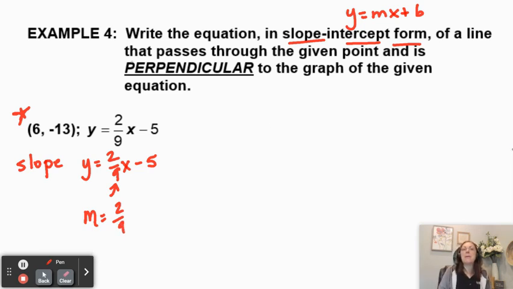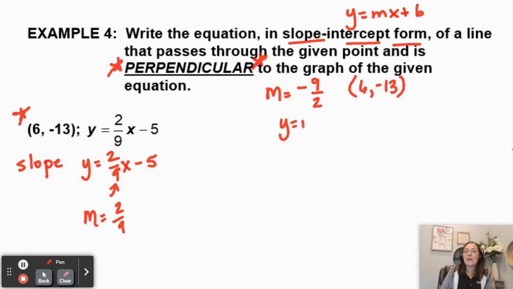But we don't want the same slope. We want a perpendicular slope, which means we have to do opposite reciprocals. So opposite would be negative. Reciprocal means to flip. So now we're using a slope of negative 9 halves. All right, we're still going to use that point, 6, negative 13, and we're ready to write our equation of our line here. So let's start with our y equals mx plus b. We know our slope is negative 9 halves, so we'll substitute that in.